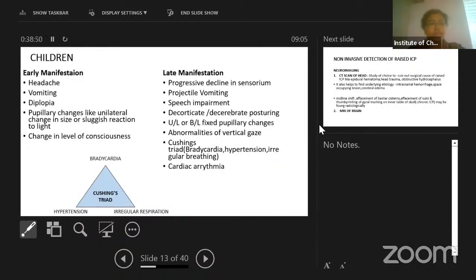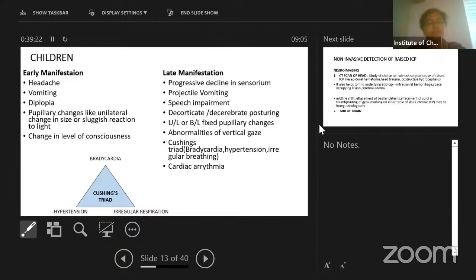So pupillary changes I told, anisocoria followed by mid-fixed pupil. Then vision difficulty. What is the vision difficulty? Does anybody know? In an older child, diplopia. Vision is lost peripheral first, then central. Changing level of consciousness, sluggish reactions, pushing trial.